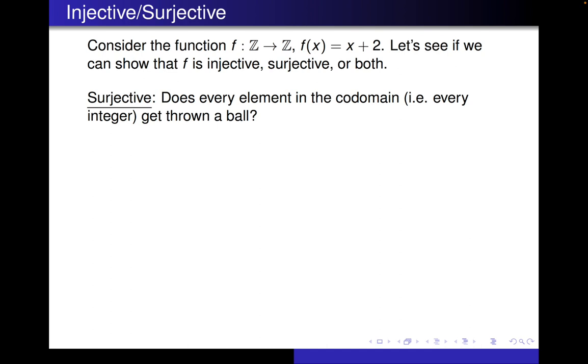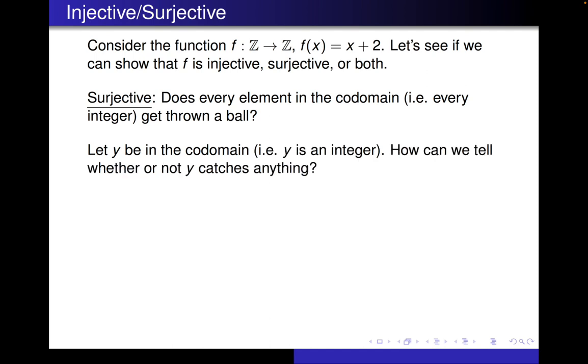So does every integer get thrown a ball? We have integers throwing the ball, that's our domain. We have integers also catching the ball, that's our codomain. Well, let's see. Suppose we have some random y in the codomain, so that means y is an integer, right? Because that's what the codomain is.